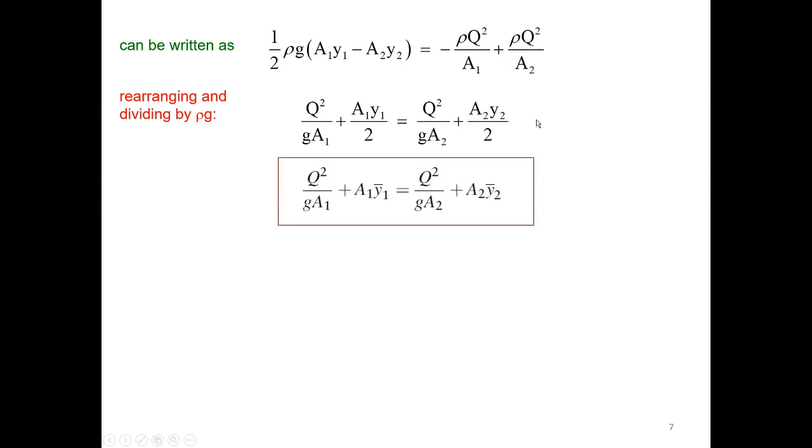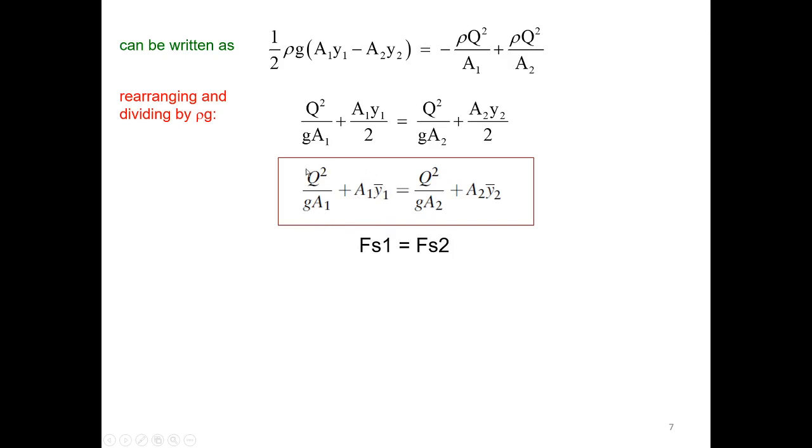And we also know that y1 over 2 and y2 over 2 is the y bar, the depth of flow at the centroid of the cross-sectional area. And this is a very important equation in hydraulic jump problems, in which each of these terms has its own meaning. q square over g a1 plus a1 times y1 is called specific force.